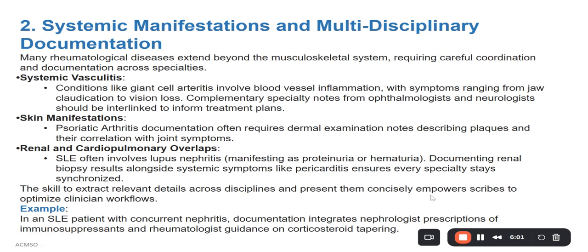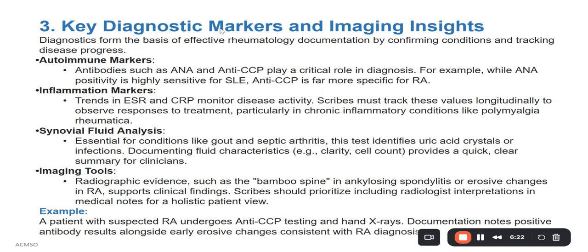Key diagnostic markers and imaging insights. Diagnostics form the basis of effective rheumatology documentation by confirming conditions and tracking disease progress. Autoimmune markers, antibodies such as ANA and anti-CCP play a critical role in diagnosis. For example, while ANA positive is highly sensitive for SLE, anti-CCP is far more specific for RA, rheumatoid arthritis. Inflammation markers, trends in ESR and CRP monitor disease activity. Scribes must track these values longitudinally to observe responses to treatment, particularly in chronic inflammatory conditions like polymyalgia rheumatica.